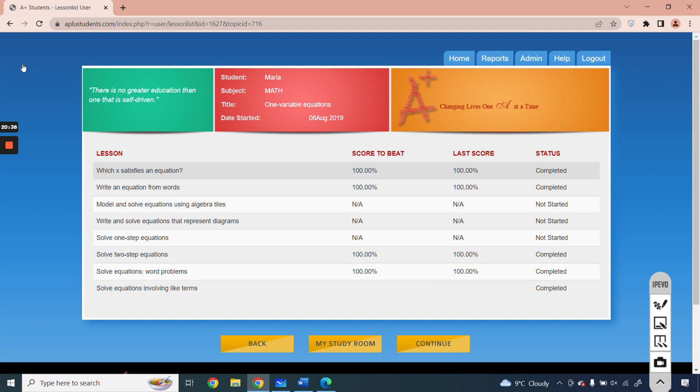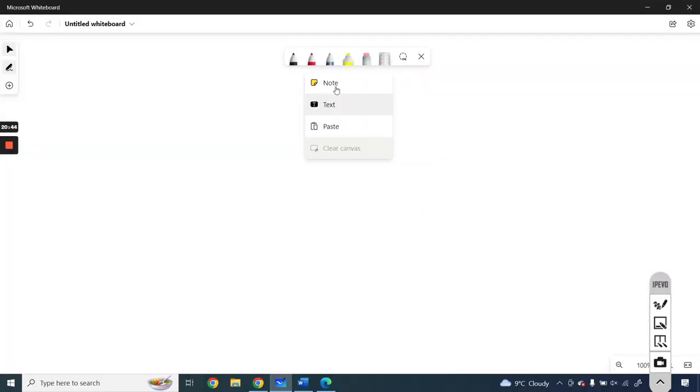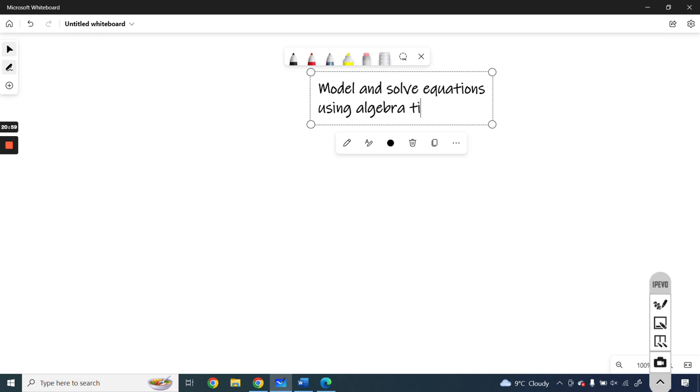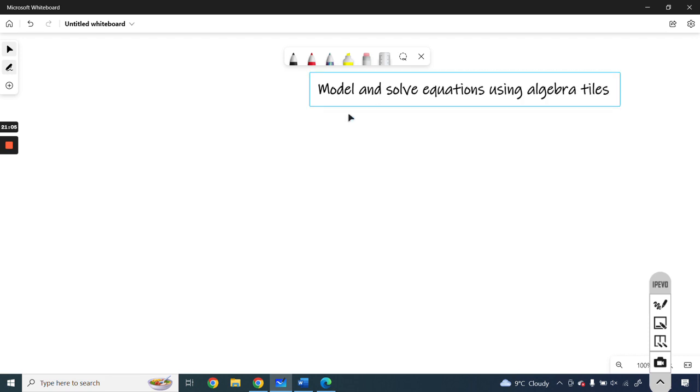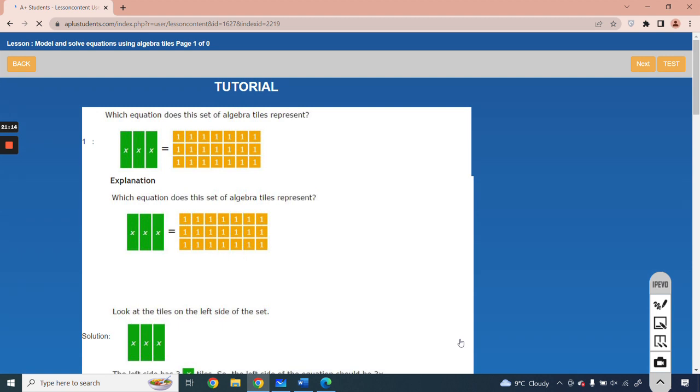Got it? And the next lesson is model and solve equations using algebra tiles. Let's just start with the next lesson. Let me just write down the lesson name on the board. Model and solve equations using algebra tiles. Okay, here is the next lesson, model and solve equation using algebra tiles. So let's just start with the first question.